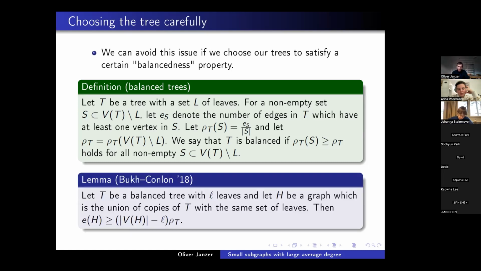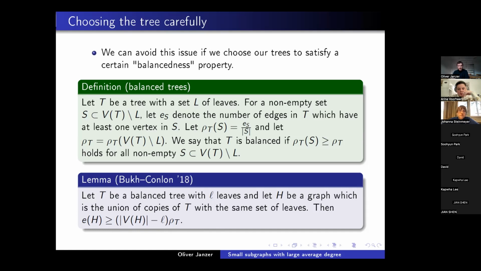And if you have this property, then if you take a union of these trees with the same set of leaves, you must have large average degree, as expressed by this lemma of Book and Conlon, who showed that in any union, the number of edges is large compared to the number of vertices. And this is the same inequality that you would get if you took edge disjoint copies. So it's not super important for you to look at this inequality and understand where exactly it comes from. It's just the same inequality that you would get if you had edge disjoint copies of the tree. So for balanced trees, even if they are not edge disjoint, we get the same average degree that we would get if they were edge disjoint.